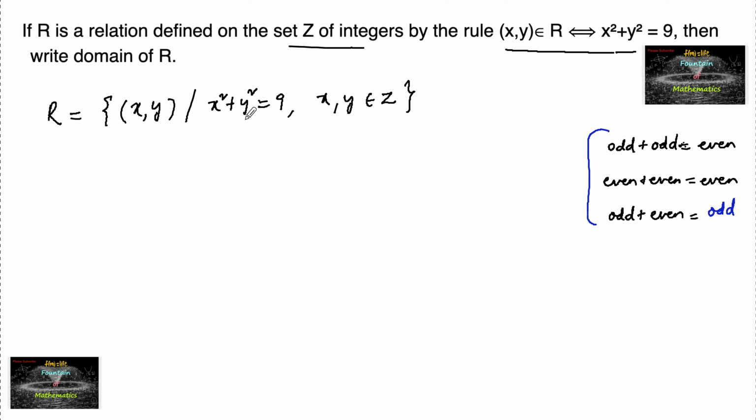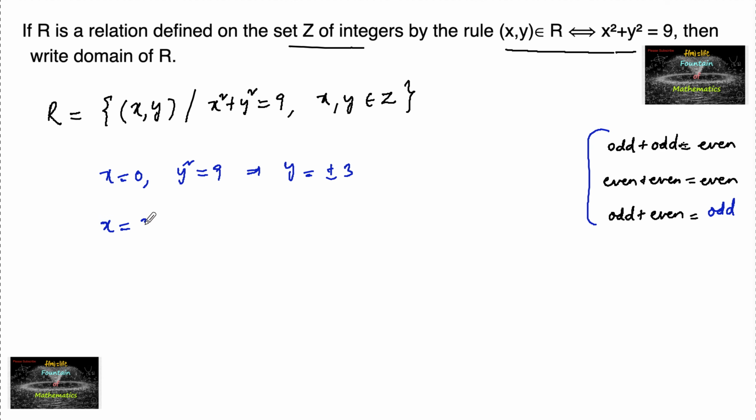So x squared plus y squared is equal to 9. Suppose x is equal to 0, so y squared is equal to 9, and since x and y are integers, we can write y is equal to the square root of 9, or plus or minus 3. So when x is 0, y is plus or minus 3, a possibility with an odd number.